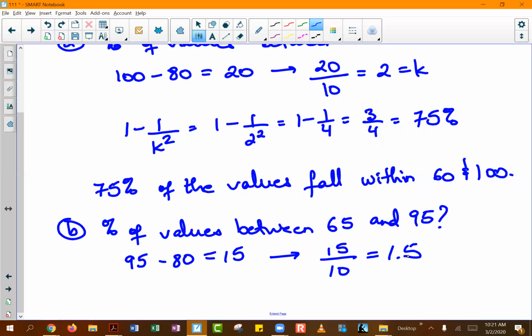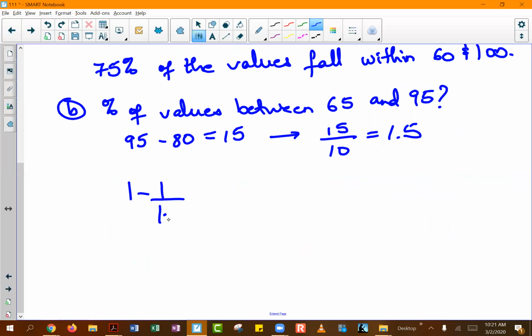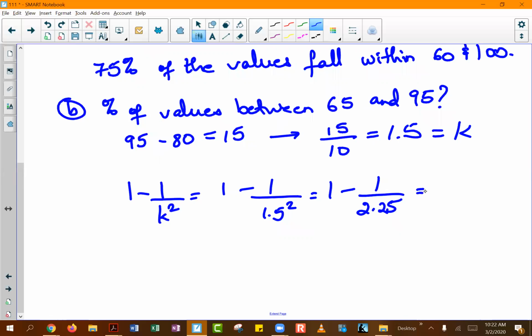And for this one, you'll definitely need to use that Chebyshev theorem formula, which is 1 minus 1 over k squared. K happens to be 1.5. And what is 1.5 squared? 2.25. Are we getting that? 0.55555 repeating.